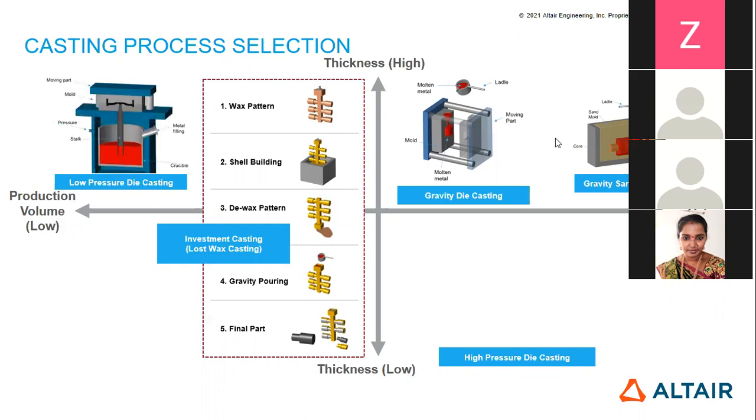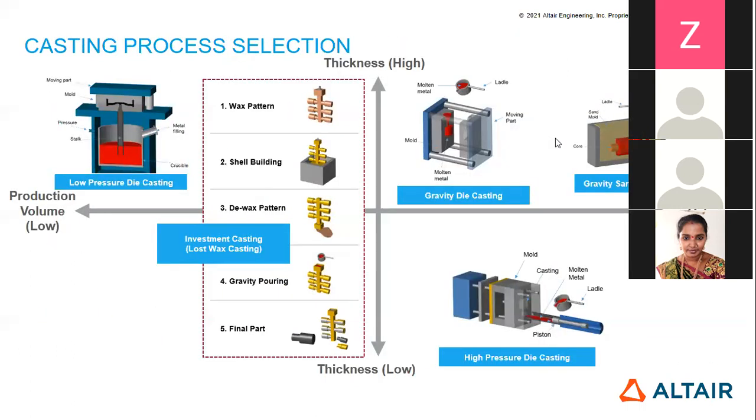And the last two processes are the low pressure die casting and the high pressure die casting. Basically, the difference between them is that, as the name suggests, in the low pressure die casting your injection pressure is low, but in the high pressure die casting your injection pressure is very high, just to inject the molten metal even into very thin ribs.